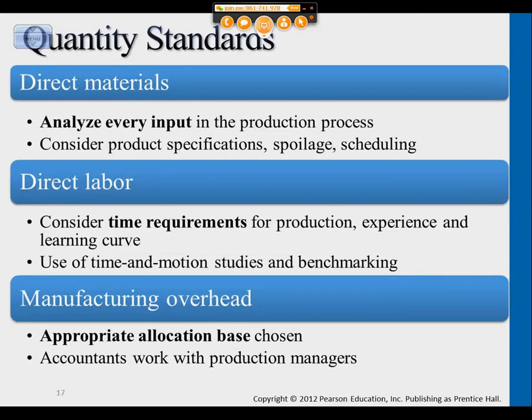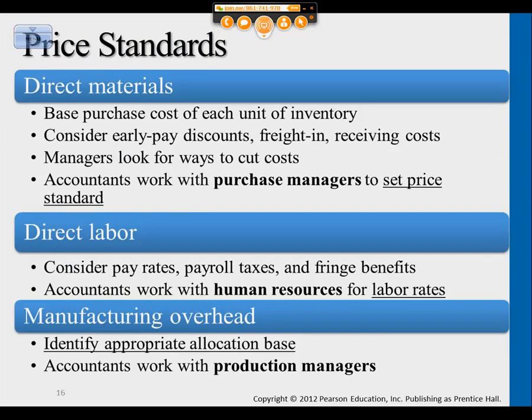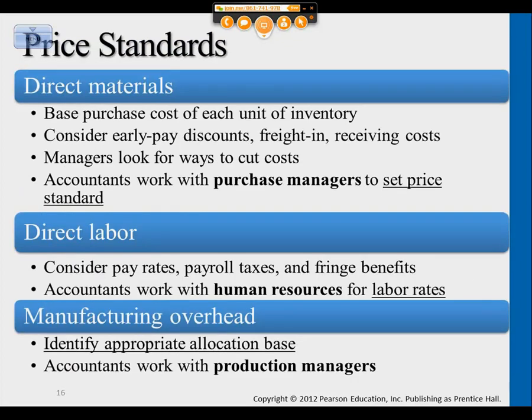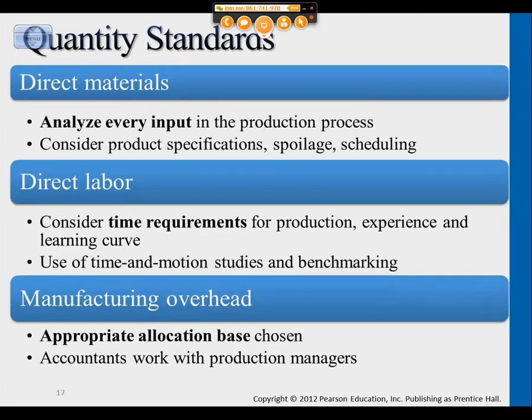Now, what are the quantity standards? We just said that standard costs have two parts, price and quantity. We just discussed price standards. Now let's look at the quantity standards. They again have three parts: direct materials, direct labor, and manufacturing overhead.